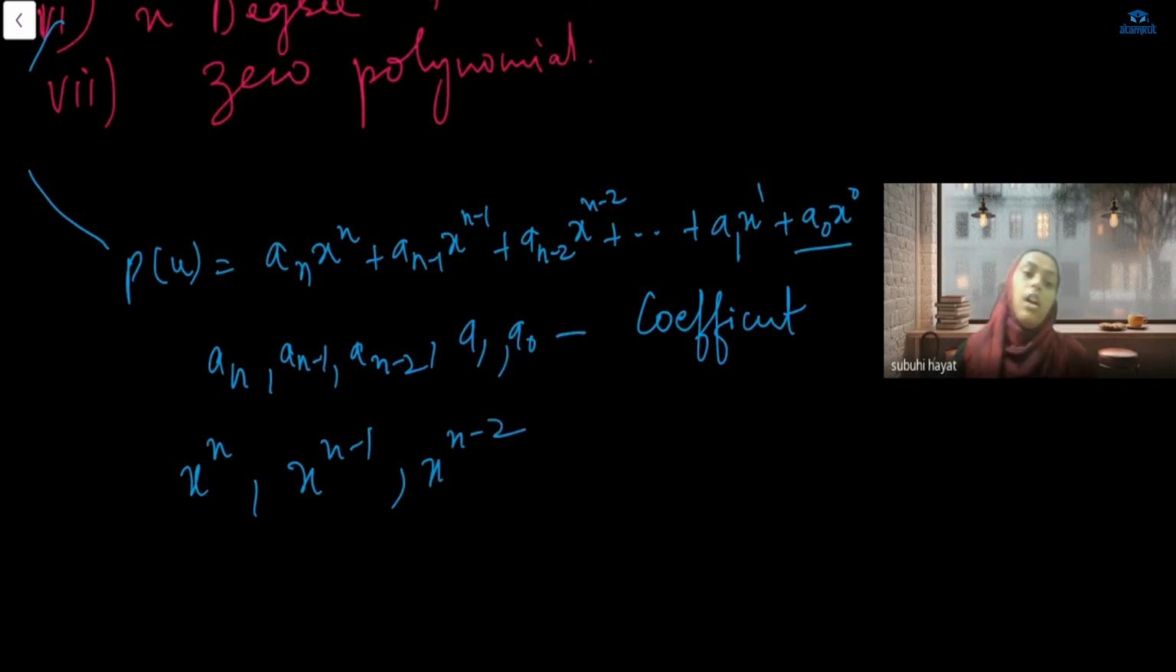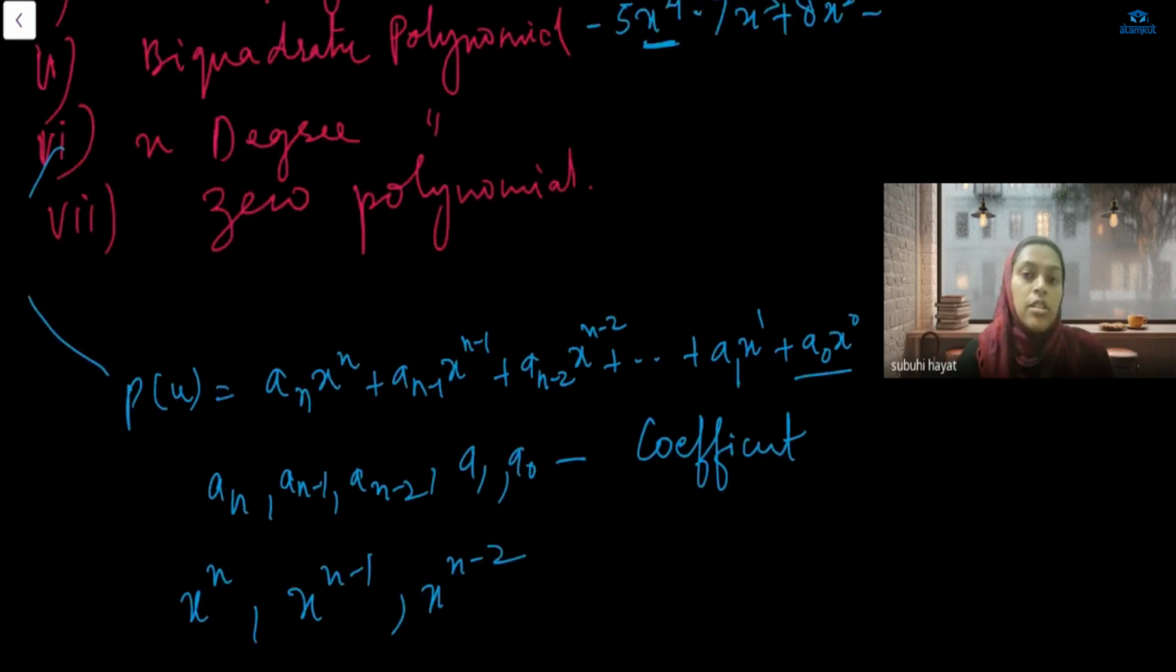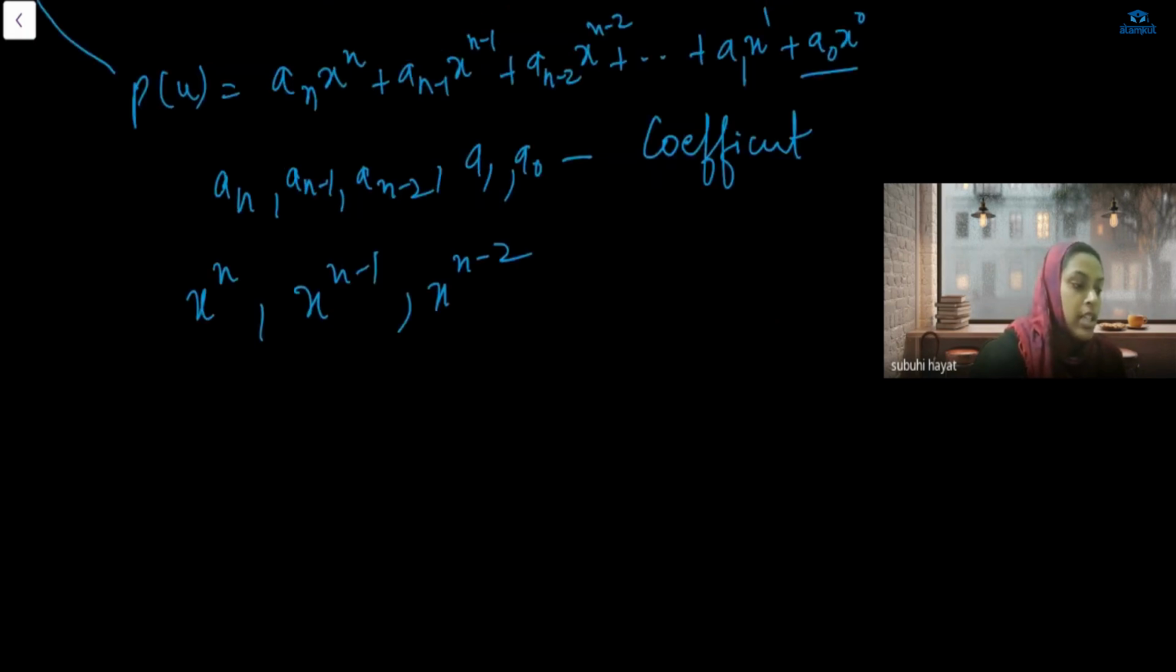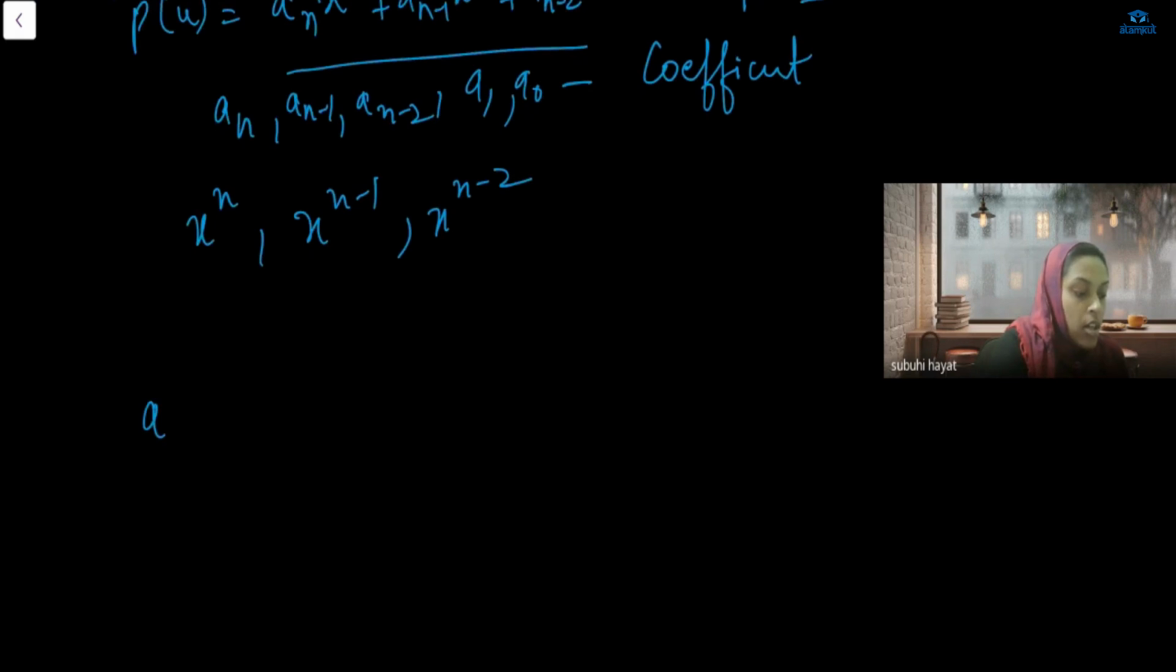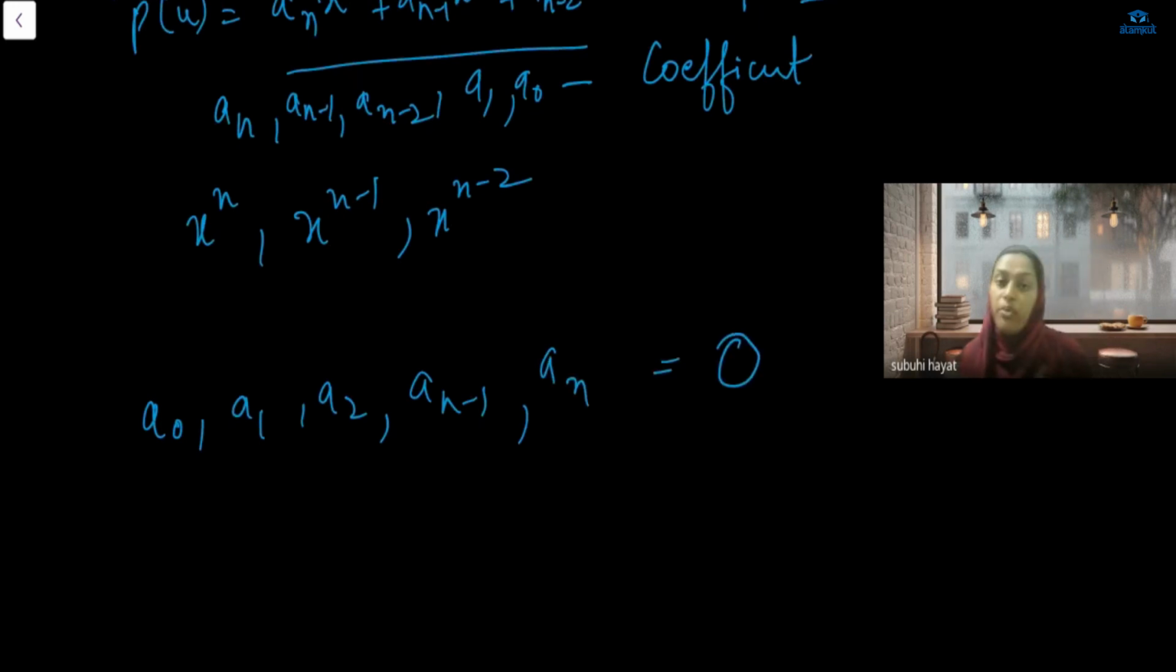So up to biquadratic, meaning up to degree 4, we have seen; after degree 4 we can say n degree polynomial. Now comes the zero polynomial. If you remember, in the last video I gave you a quick discussion about the zero polynomial. Let me explain in detail today what a zero polynomial is. In the same expression, if the coefficient terms a_0, a_1, a_2, a_(n-1), a_n are all equal to 0, then the whole polynomial becomes 0.